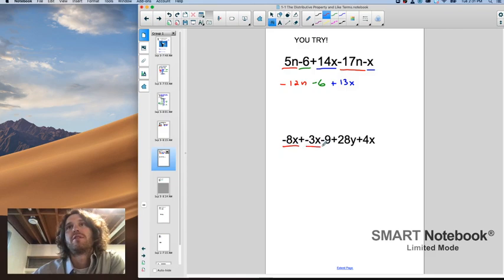Okay, I'm going to do the same thing on the bottom one. X's, there's an x, there's an x, there's an x. Negative 8 minus 3 is negative 11, plus 4 is negative 7x. In red, green, there's only one constant, so that comes down. Blue, 28y, there's only one y.